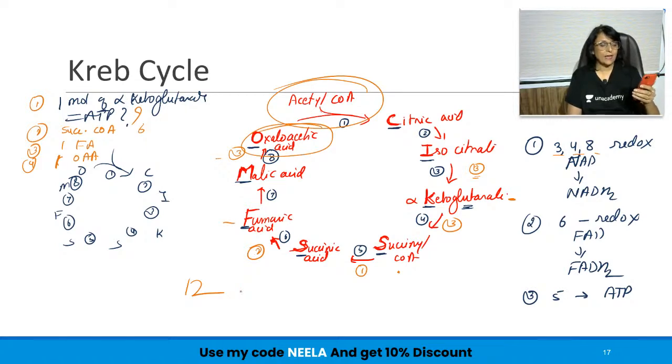Ashutosh is asking what is glycogen. It is the reserved carbohydrate in animals.